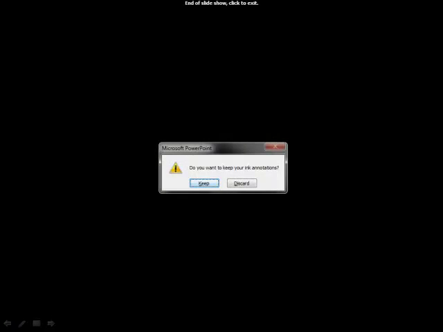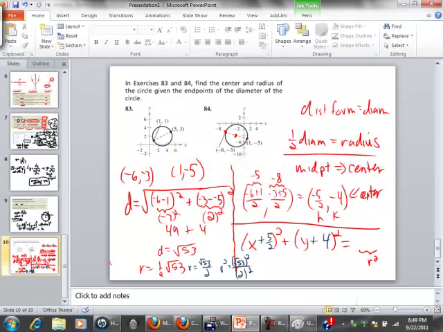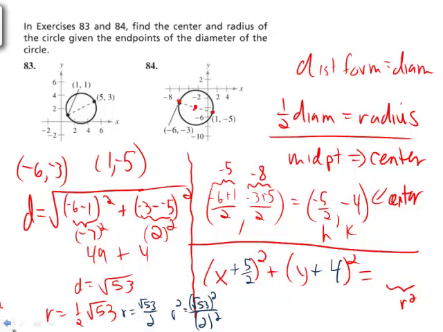Whoa. I don't know what happened. Sorry about that. That's a sign that we have to finish. That's 53 over 4. You okay with that? That's what's on the other side of this equals.